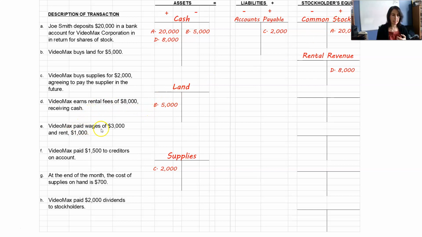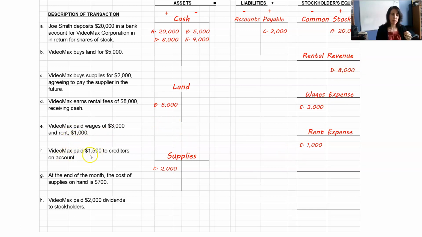Okay, VideoMax paid wages of $3,000 and rent of $1,000. So right off the bat, we know that we have to be $4,000 less in cash because we just paid them. And we've got two expenses. We have rental expense and wage expense. So those are expenses. They're a stockholder's equity item. Wage expense, rent expense. $3,000 debit, $1,000 debit here. Right? $4,000 and $4,000, I balance. All is good. Right? And expenses inherently kind of bring the value of stockholders' equity down because it's an offset to revenue.